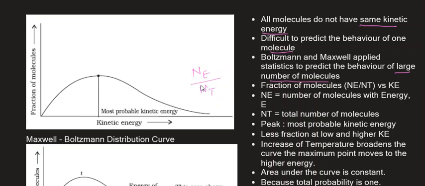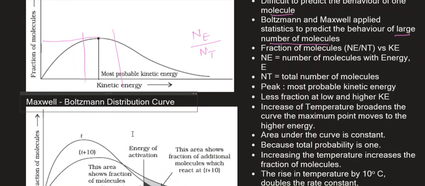Different ratios. So there will be some portion of molecules having the highest fraction, and that is called the most probable kinetic energy. What happens when we increase the temperature? There will be a shift of this portion towards the right, to the maximum kinetic energy. And not only that, the curve will be further widened, so the width of the curve will be increasing.